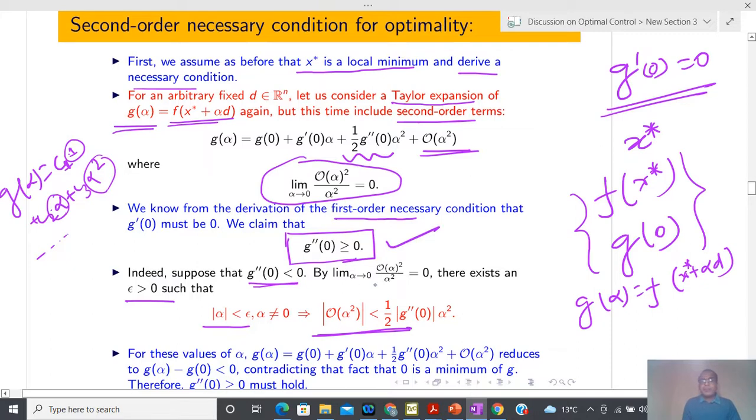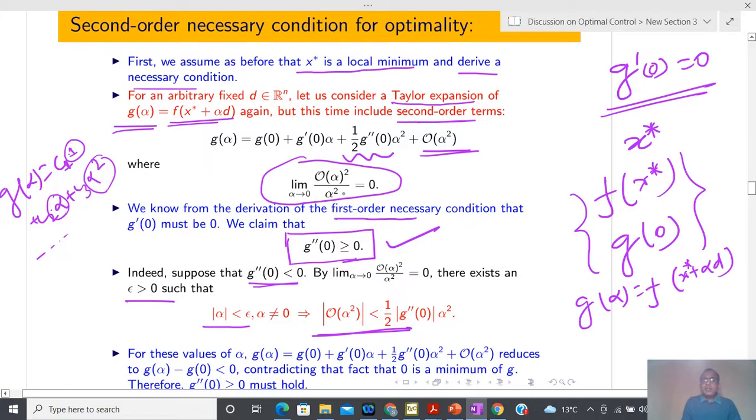So what we have seen is that the second order Taylor series expansion of this can be written like this. After that, I know that g dash 0 is 0, so this term is not here. Then I assume that this higher order term is tending towards 0.